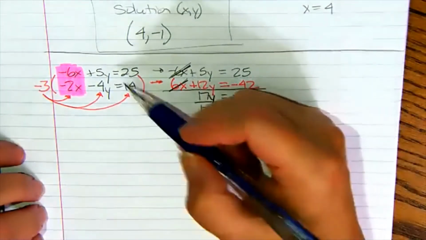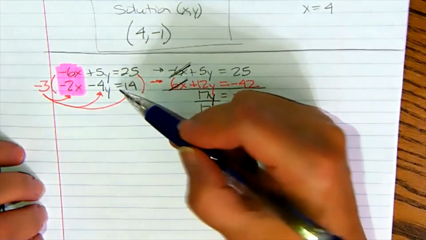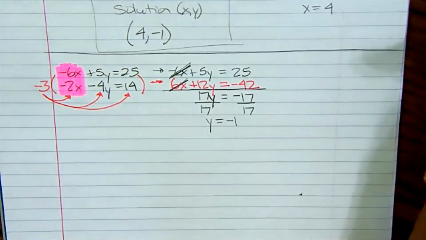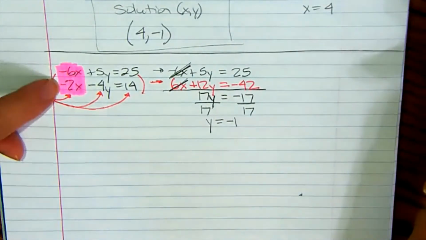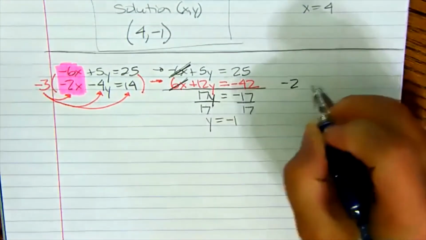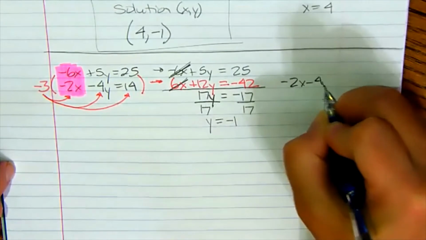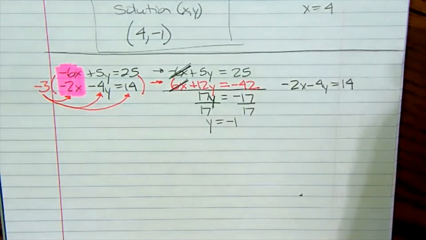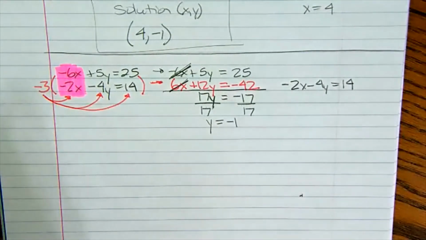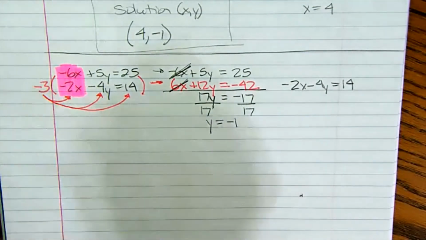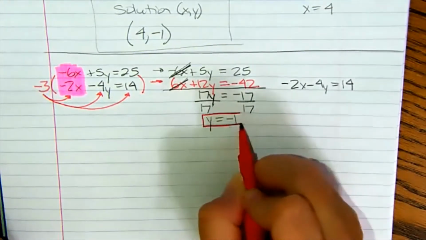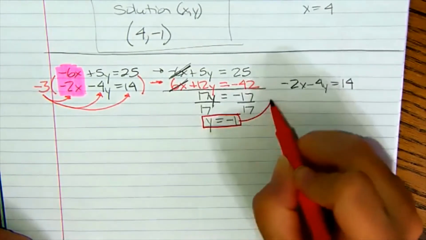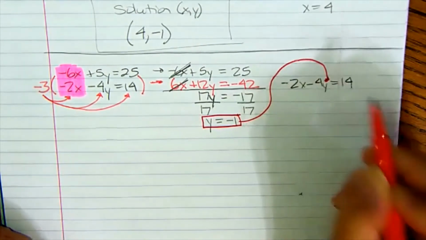So I'm going to come back up here to my equations, and I'm going to pick the one that looks the easiest to work with. I think this one looks the easiest to work with because it's smaller numbers. Now, I am going to substitute this negative 1 for y.